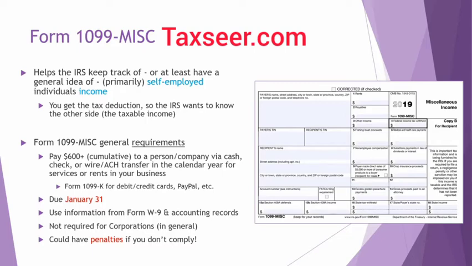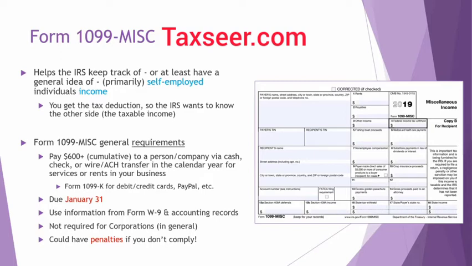So if you pay with a debit card, a credit card, PayPal, or some other type of payment processor, you are not required to file Form 1099 Miscellaneous. This is because those payment processors actually have a separate form, Form 1099-K, that they are required to file potentially.